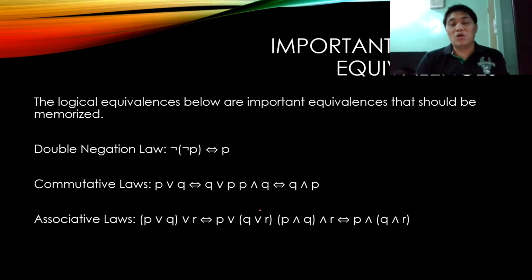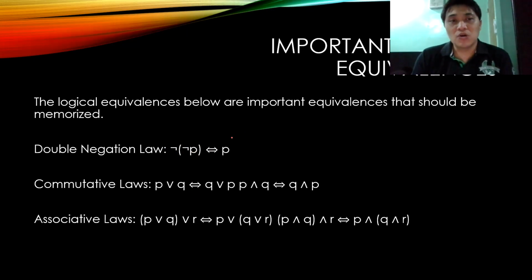Double negation law. As we can see, there is a double negation. Negation of open and close parenthesis, negation P. So cancel the double negation, or cancel the negative sign. Then this one is equivalent to P.